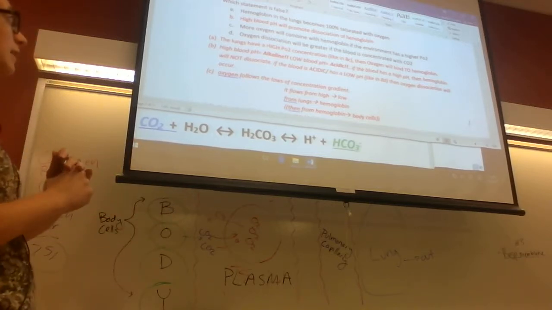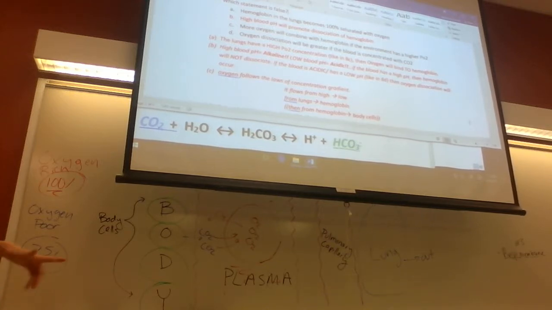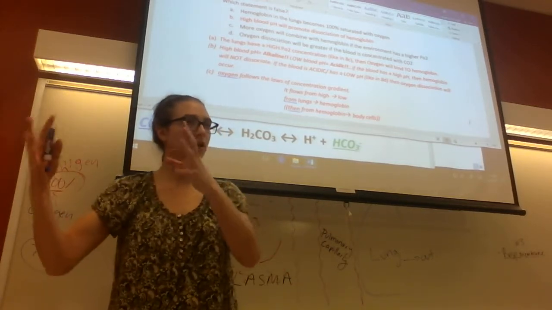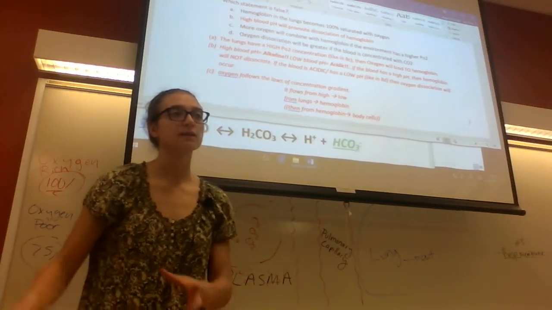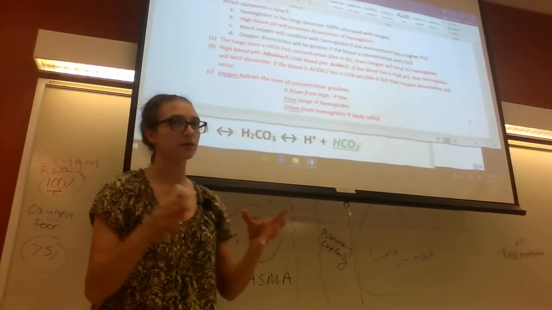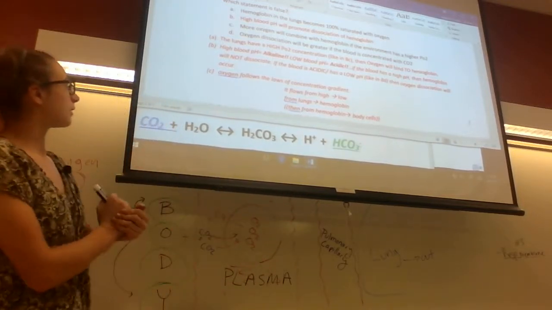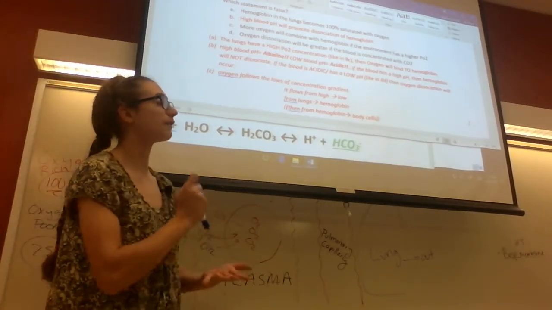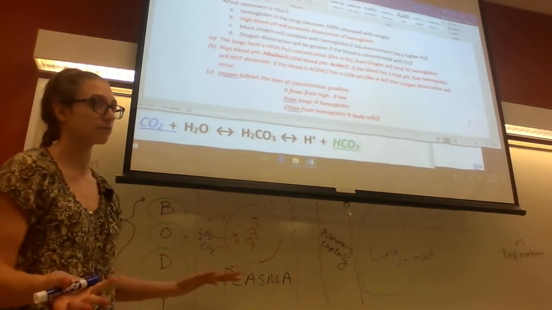Another true statement is more oxygen will combine with hemoglobin if the environment has a higher PO2. So in the lungs, you have a lot of oxygen, really concentrated. It'll go from a high concentration to a low concentration. That's why oxygen moves from the lungs to the blood. High in the lungs, low in the blood, it'll move from high to low. So more oxygen will combine with hemoglobin if the environment has a higher oxygen concentration, I guess, if that makes sense.